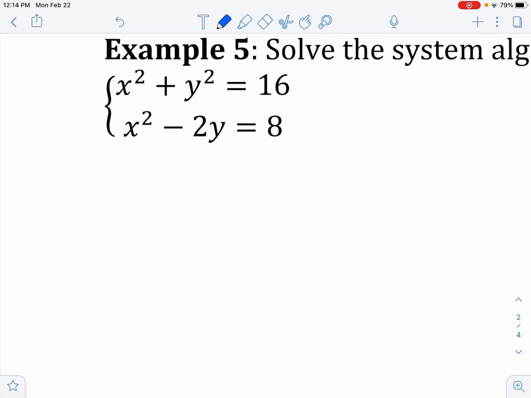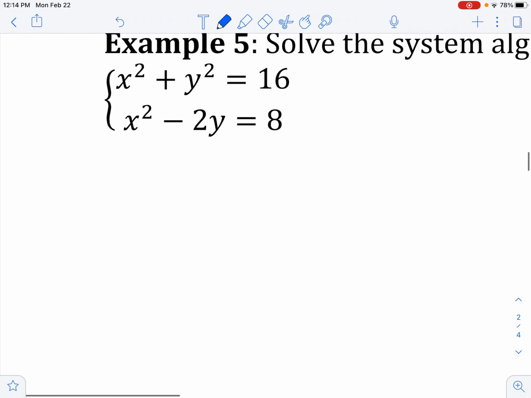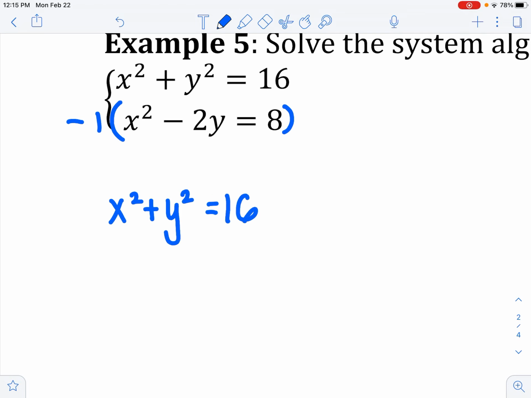All right, next one, solve the system algebraically. First thing I have to do is decide if I'm using substitution or elimination. I have a quadratic and a quadratic, so elimination. I want one of my squares, either x squared or y squared, to eliminate. If I add them right now, will anything eliminate? No, so I have to manipulate it. Both of them have an x squared, only the first one has a y squared, so we're going to eliminate x squared. You can multiply either equation by -1, and the x squares will end up canceling out.